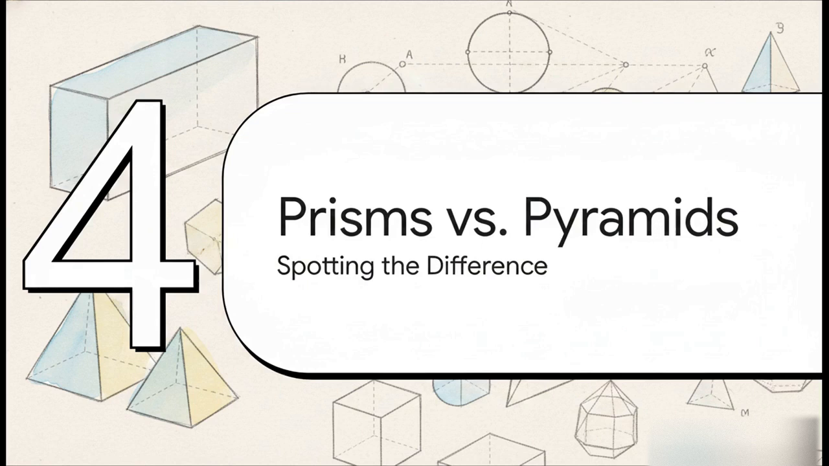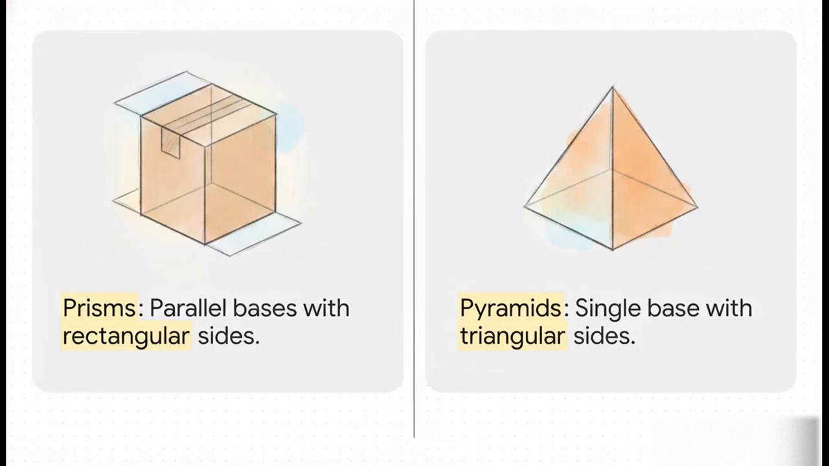Section 4. Prisms versus pyramids. Spotting the difference. Let's clear up a classic point of confusion between the two main types of polyhedrons. People constantly mix these up, but they are very different. A prism has two identical parallel bases. Think of a standard cardboard box. The bottom and the top are exactly the same. And importantly, all the sidewalls connecting those bases are flat rectangles.